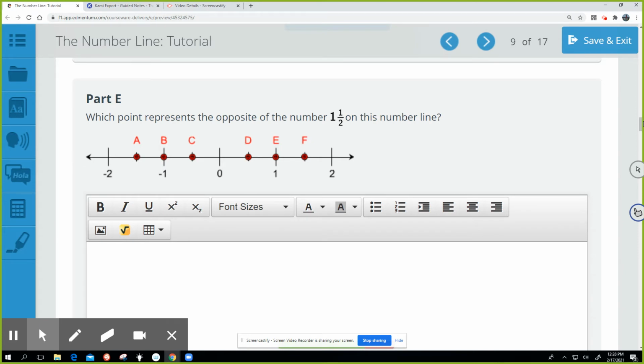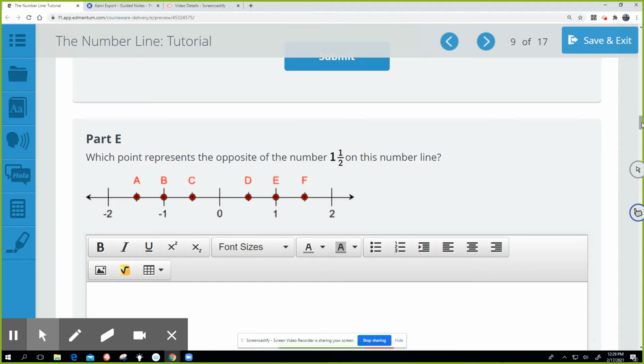Don't be fooled by this one. This one's a little tricky. Which point represents the opposite of the number 1 1/2 on this number line? So don't be fooled. Which number is it? Or which letter is it that represents the opposite? Yep, A is correct. So the opposite of 1 1/2 is negative 1 1/2, and it would be right there. Go ahead and mark A and then hit submit.